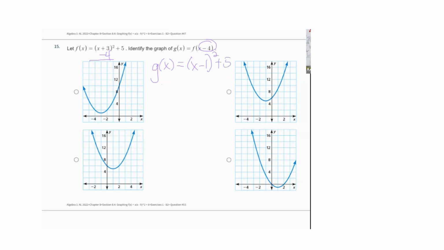Then you just have to ask, what is the vertex? 1, 5. And you just find the one that has the right vertex. Now they're messing with our scale this time, but this one's the only one that goes out 1. So there's your vertex right there, out 1. Then it goes by 2s, so 2, 4, 6, 8. So that's between 4 and 6. That would be our winner.